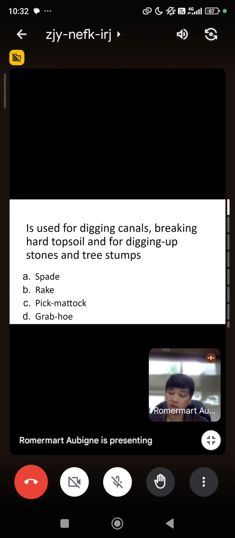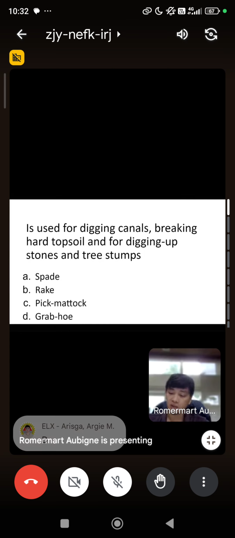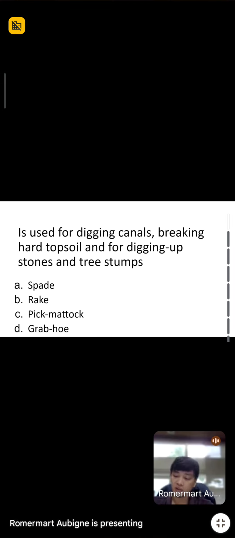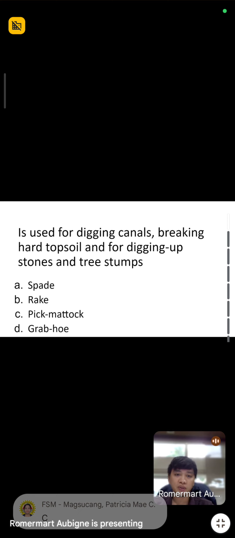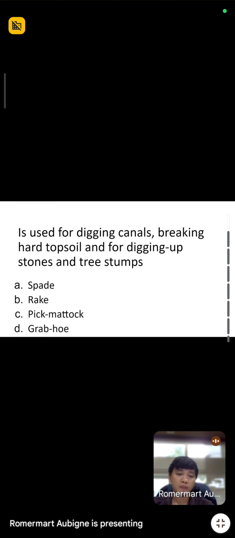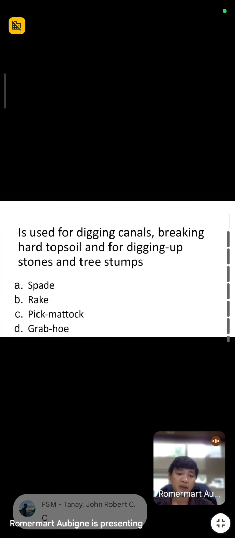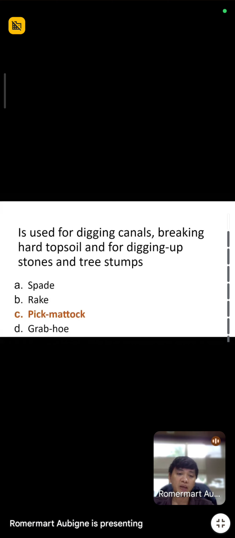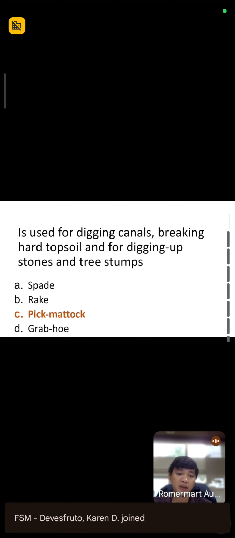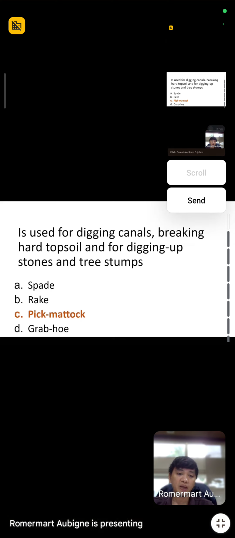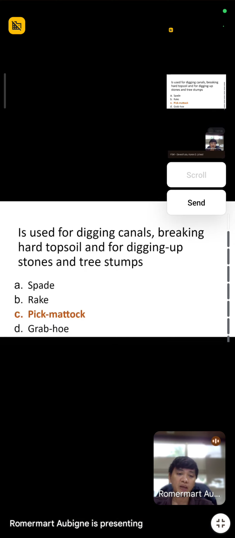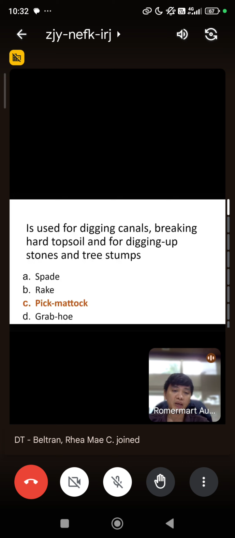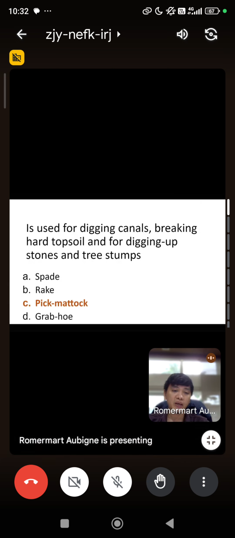Next, it is used for digging canals and breaking hard topsoil and for digging up stones and tree stumps. Ano pong sagot natin dito? A. Spade. B. Rake. C. Pikmatok. D. Hoe. The answer po for use in digging canals is the pikmatok. Hopefully, alam niyo po yung itsura ng mga tools po, no? Farm tools.